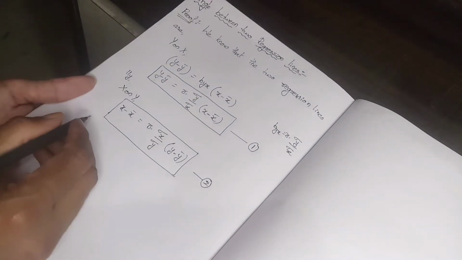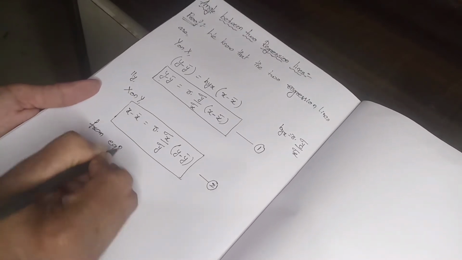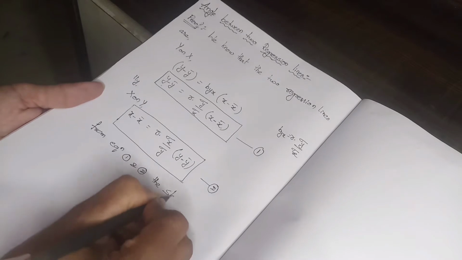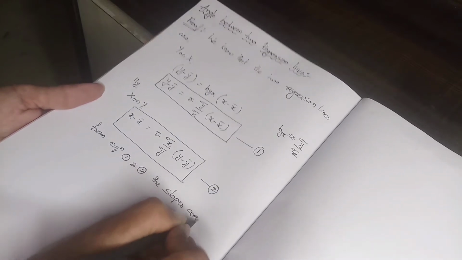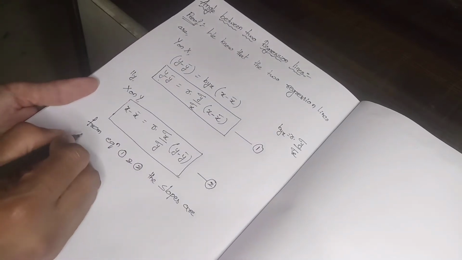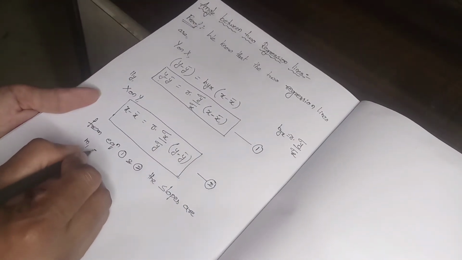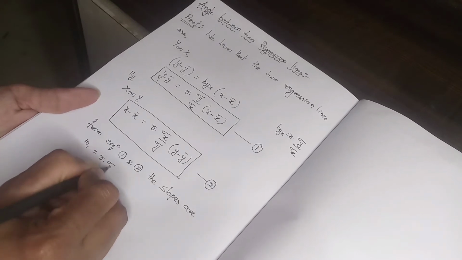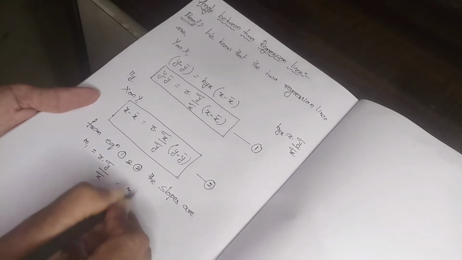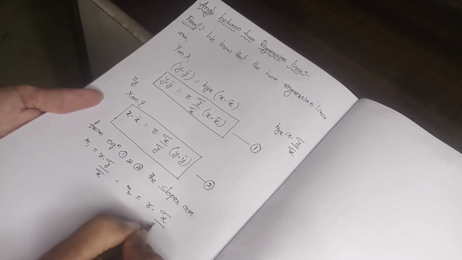Now from equation 1 and 2, the slopes are: M1, from equation 1, M1 equals r into standard deviation of y by standard deviation of x. Next is M2. From equation 2, M2 equals r into standard deviation of x by standard deviation of y.